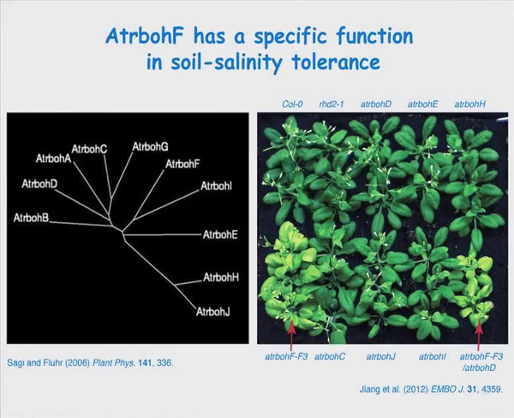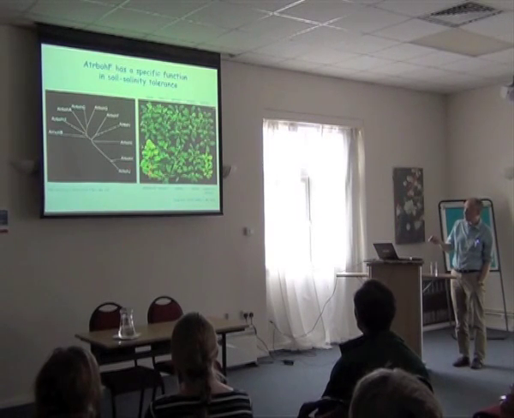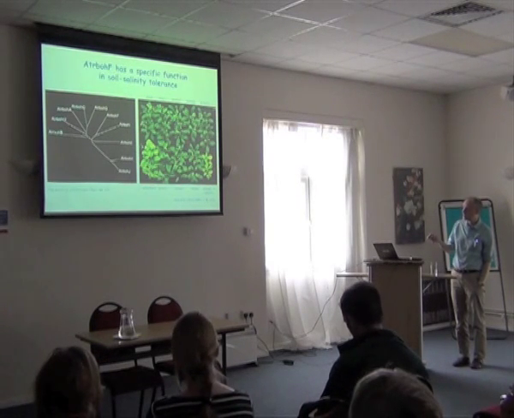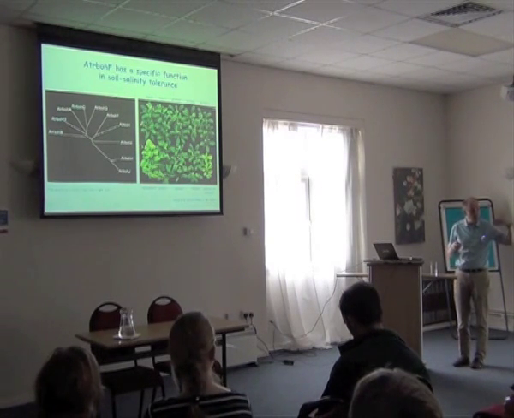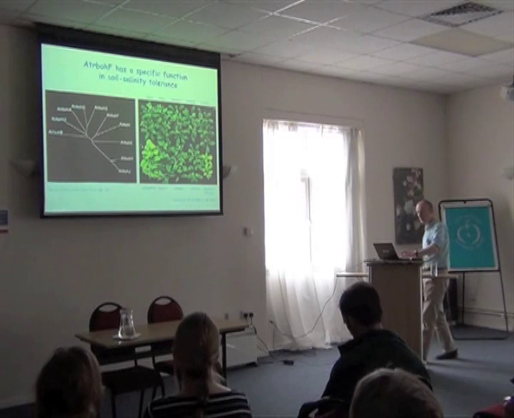And you might say to me, well, this plant's got it too. And it has indeed, but that's actually a double mutant between A2RBOHF and A2RBOHD. So you need to be lacking A2RBOHF specifically in order to have this soil salinity sensitive phenotype.